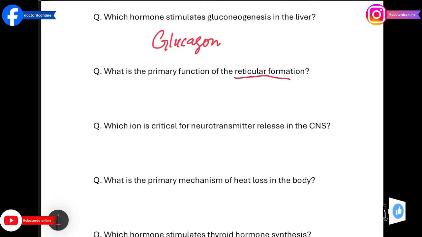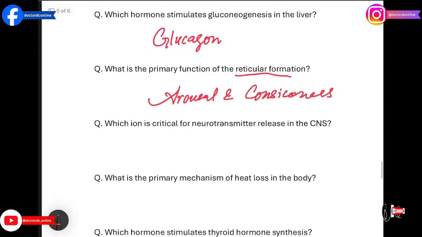The next question is what is the primary function of the reticular formation, and the answer is arousal and consciousness. It regulates wakefulness and attention in the brainstem.